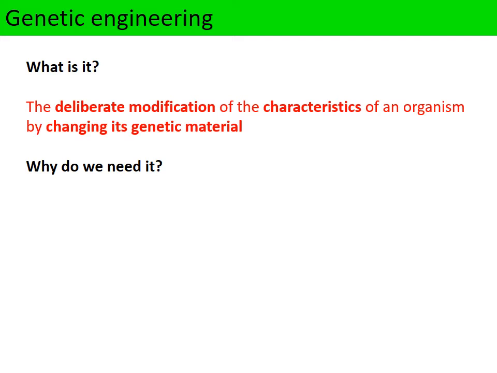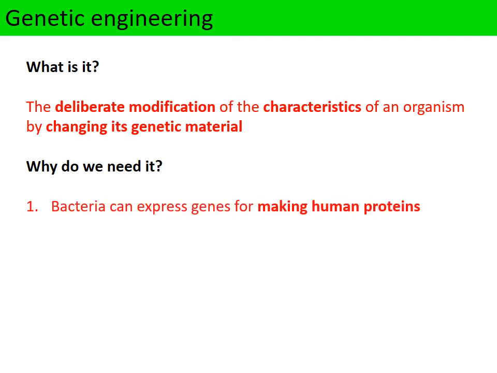Now, why do we need it? Well, the first one we just said, we know bacteria can be genetically modified, so we might insert a human gene, for example, into a bacterium in a plasmid, and that human gene can express a human protein. So the bacteria can start to make the human protein, which could be collected and used, for example, as a medication like insulin, or maybe as a vaccine.